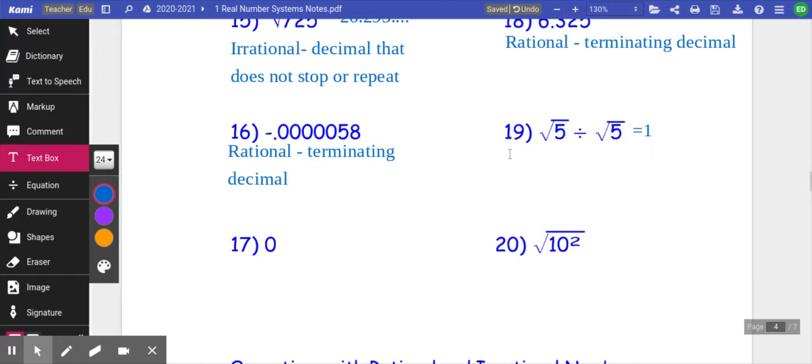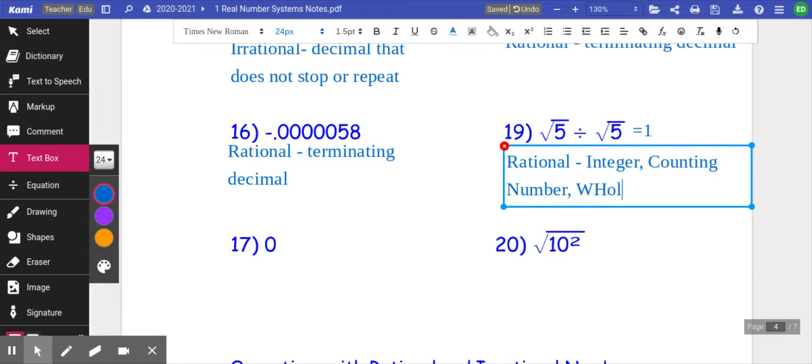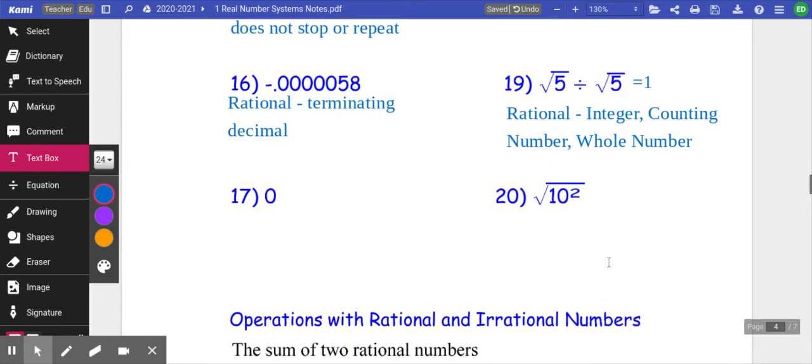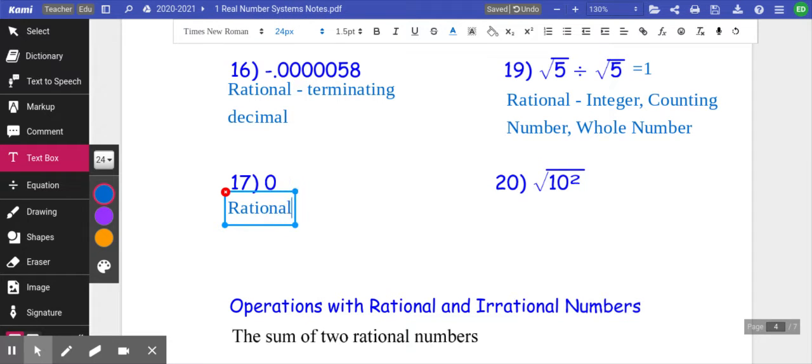1 is a counting number. It's an integer, it's a whole number, so it's rational. So we can say it's an integer, it's a counting number, it's a whole number. You don't have to write all of these again. I'm doing it for some and not others, but I'm just trying to show you. The number 0, that's a whole number. It's rational. Why? Whole number.